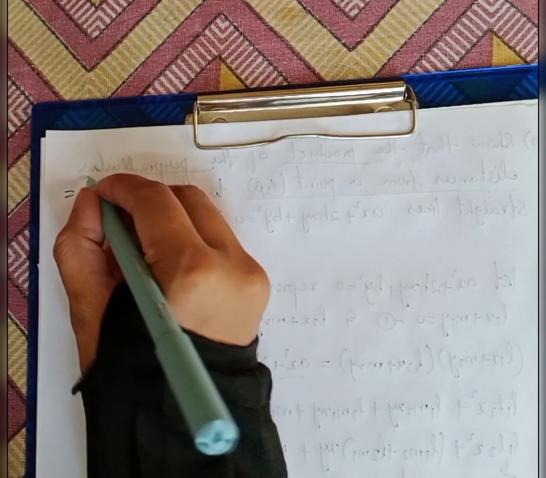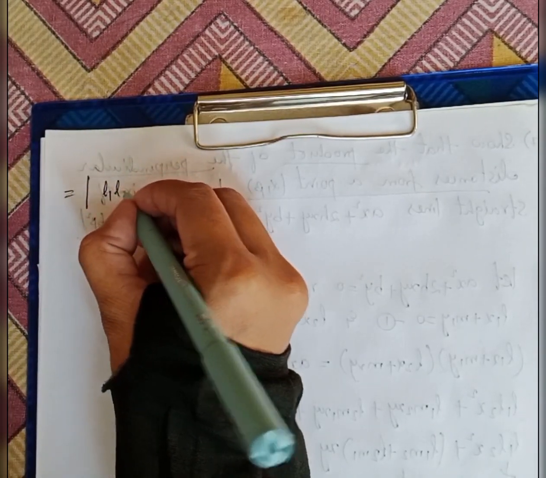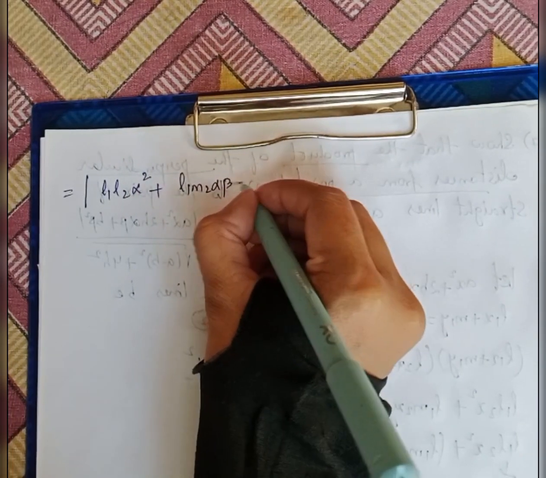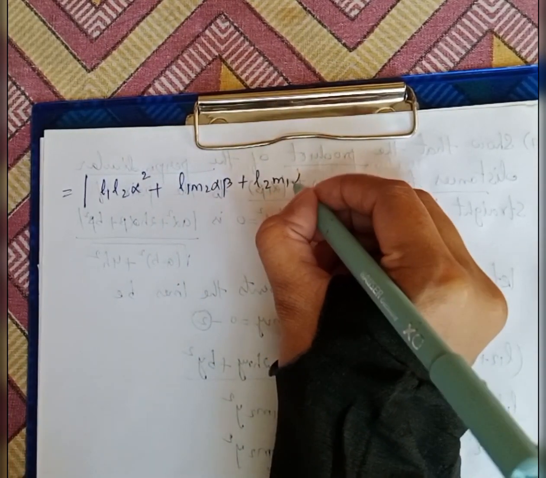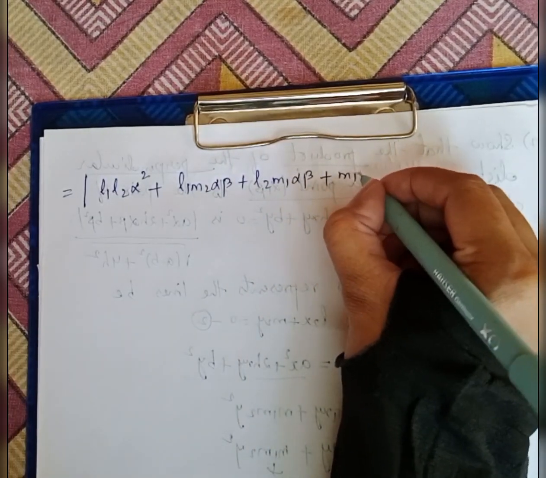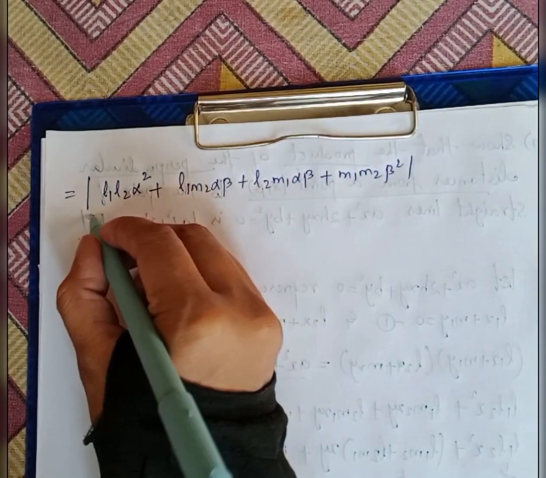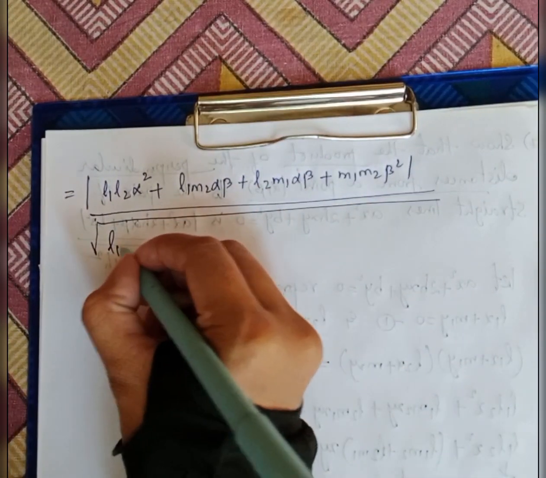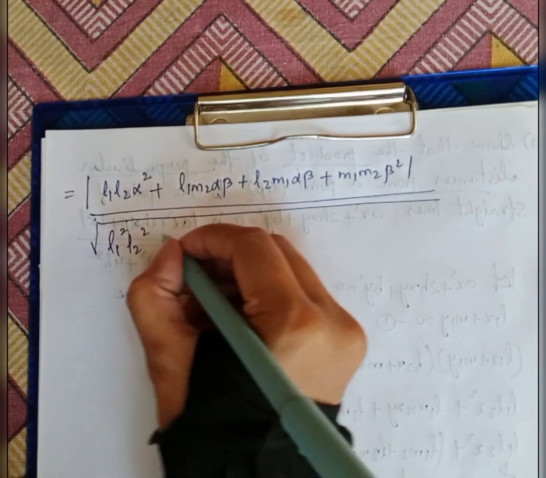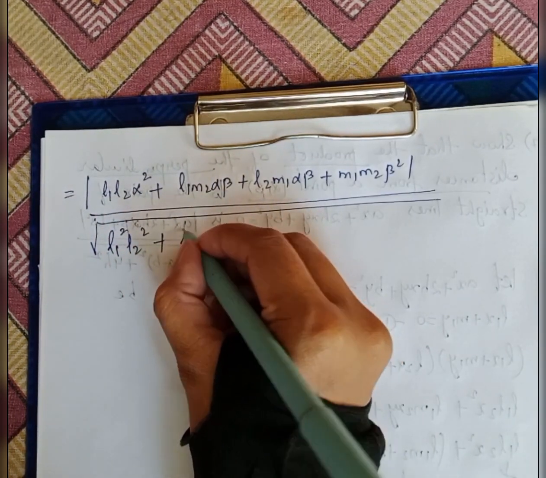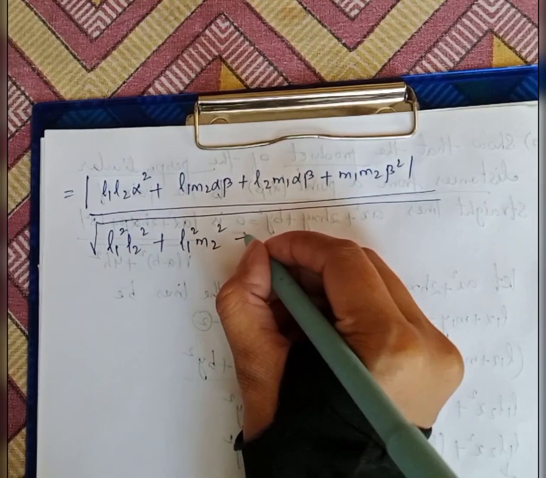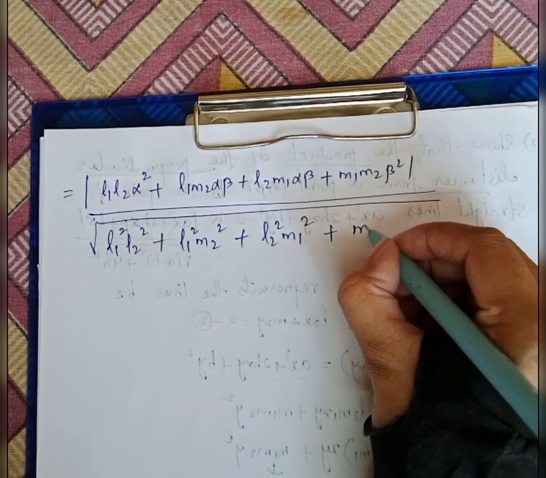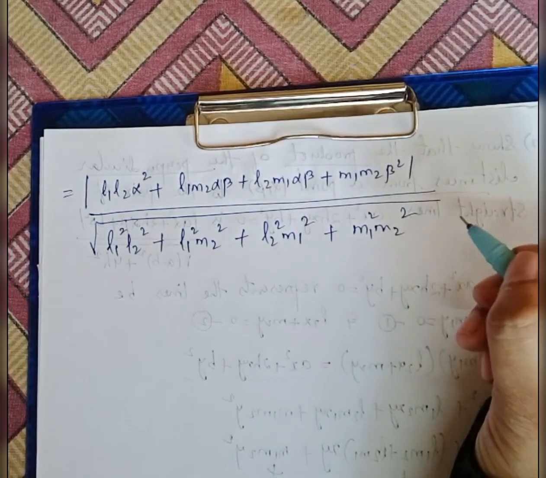So it will be L1 L2 alpha² + L1 M2 alpha beta + L2 M1 alpha beta + M1 M2 beta² in the numerator multiplication. Similarly, in the denominator, root of L1² L2² + L1² M2² + L2² M1² + M1² M2².